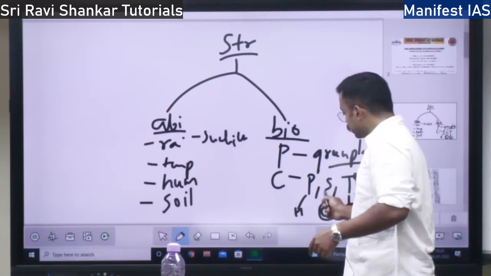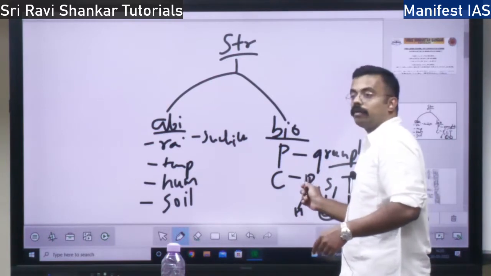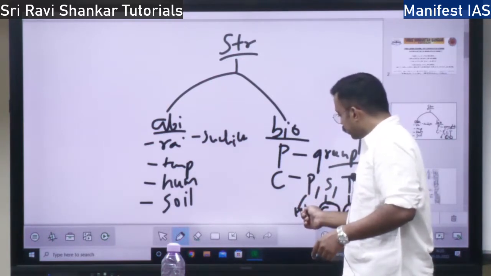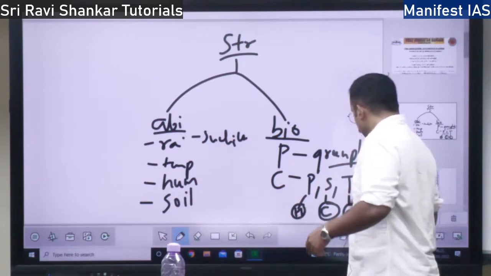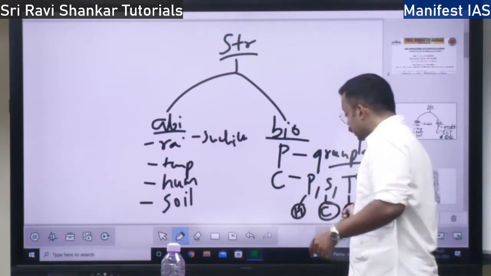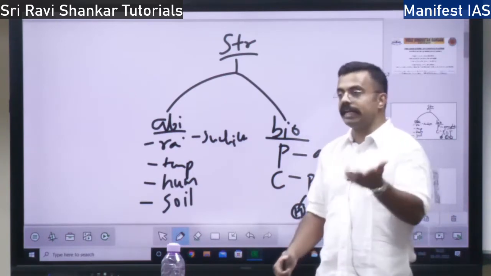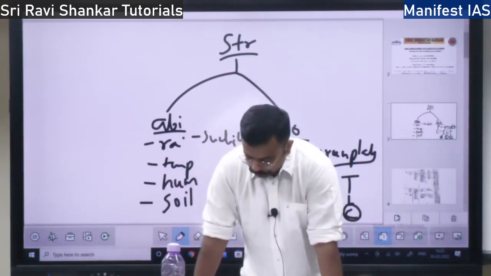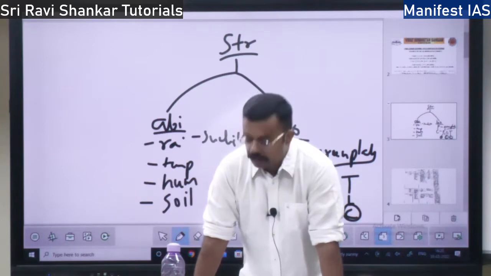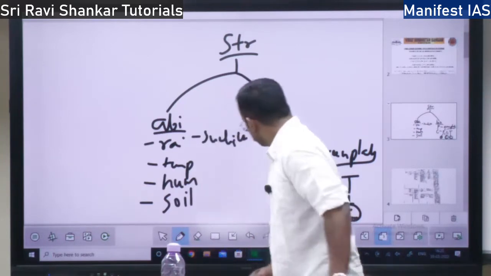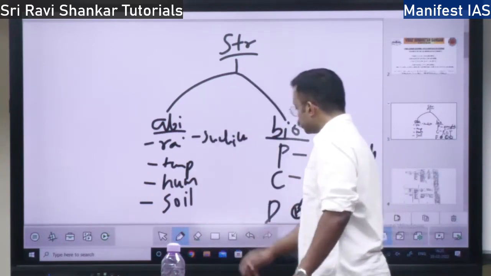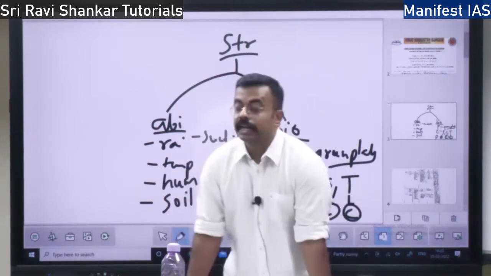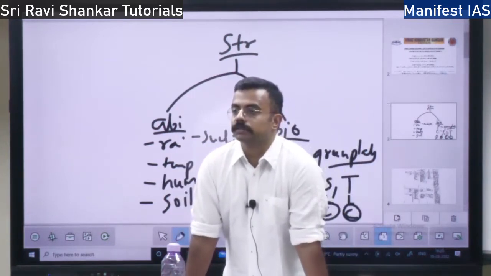Secondary consumers consume the primary consumers, which are herbivorous, whereas the tertiary consumers consume the carnivorous animals, which are already eating other animals, right? So, that is the concept. Next, you have the last level, the decomposers. What are decomposers? They decompose the dead organisms, right?